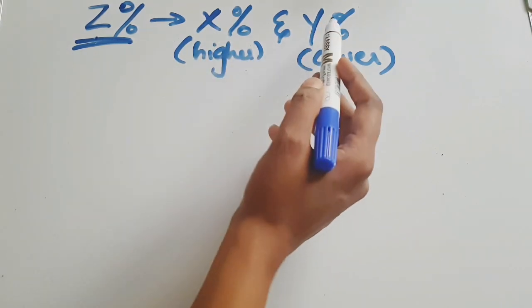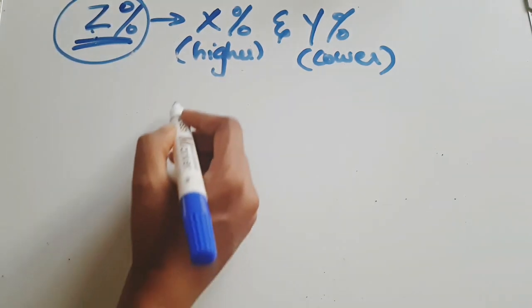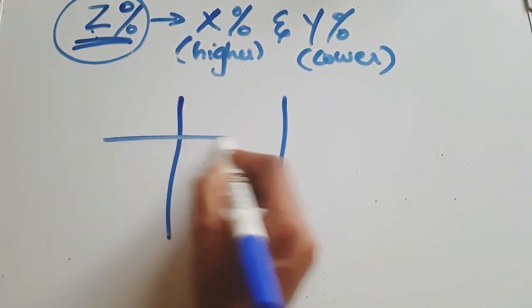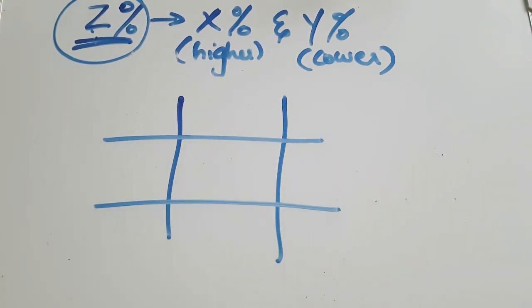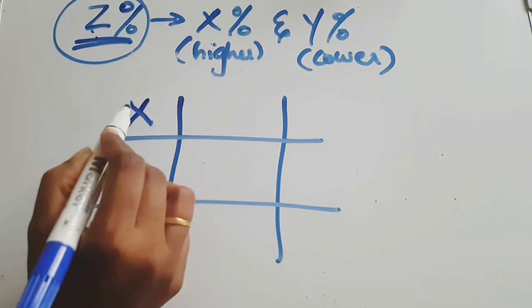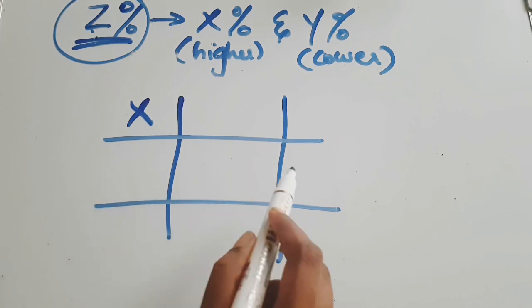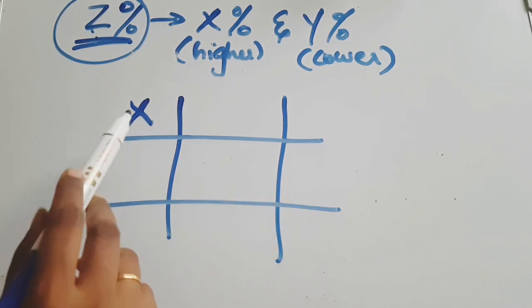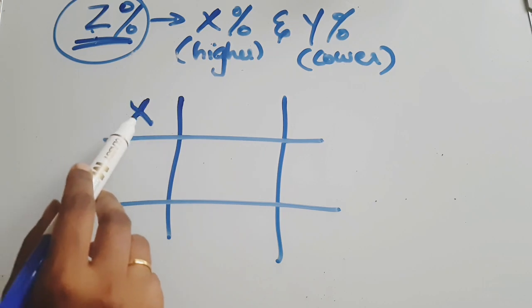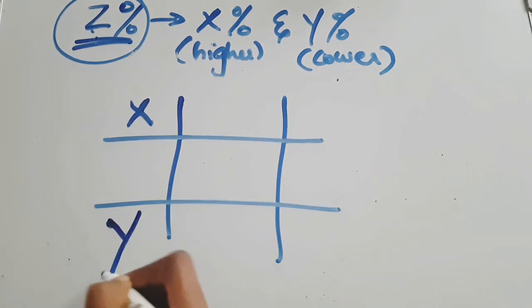Here X is the higher concentration and Y is the lower concentration. So in the alligation method, the first step is to draw an alligation matrix or alligation grid. The second step is to write the higher concentration in the top left corner of this matrix. Next, write the lower concentration in the bottom left corner.